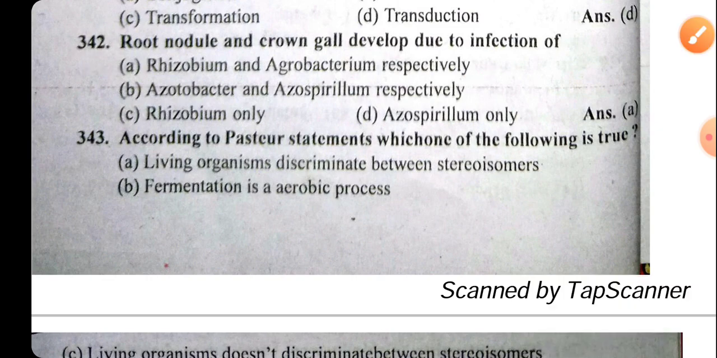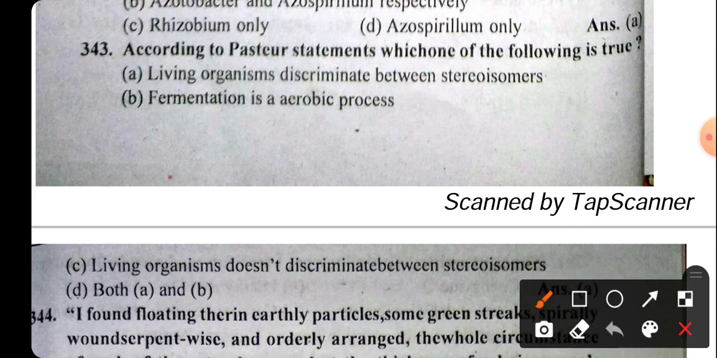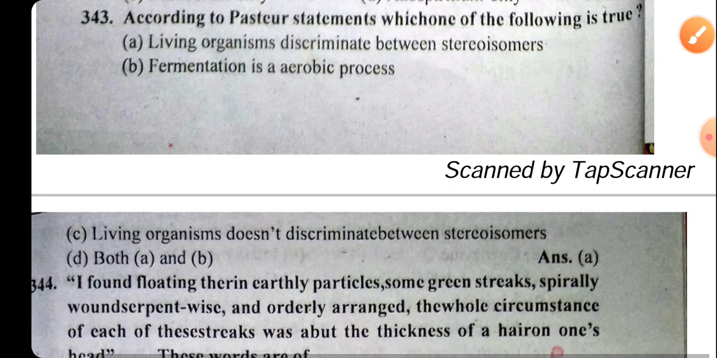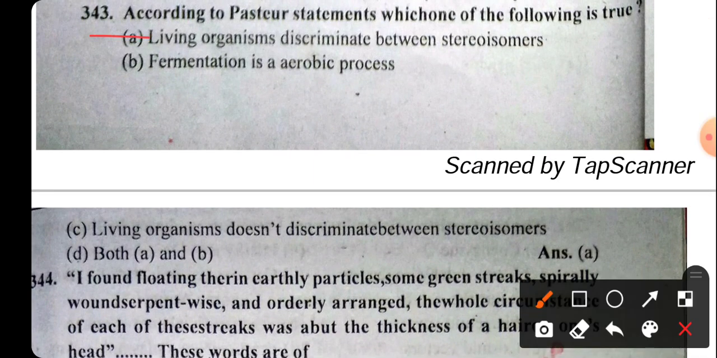Now the next question is: according to Pasteur's statements, which of the following is true? Pasteur gave some important statements about viruses or bacteria. We have to identify the correct statements. Option A is: living organisms discriminate between stereoisomers. Fermentation is an aerobic process. Living organisms do not discriminate between stereoisomers. Option D is both A and B. The right answer will be only option A; option A is correct and the others are wrong.